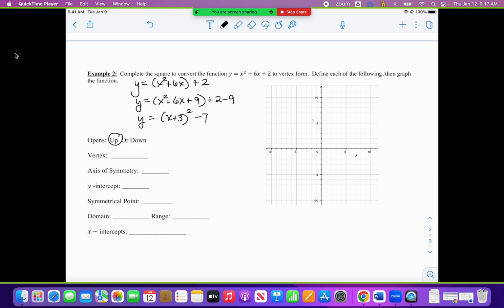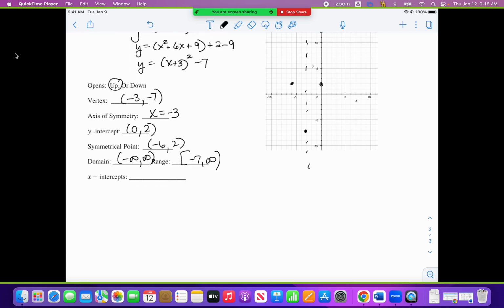All right, so this one opens up. My vertex is (-3, -7). My axis of symmetry is x equals -3. My y-intercept is (0, 2). What's the symmetrical point on this one? Yeah, Brennan? (-6, 2). Good job. The domain is negative infinity to infinity. The range is going to be -7 to infinity.